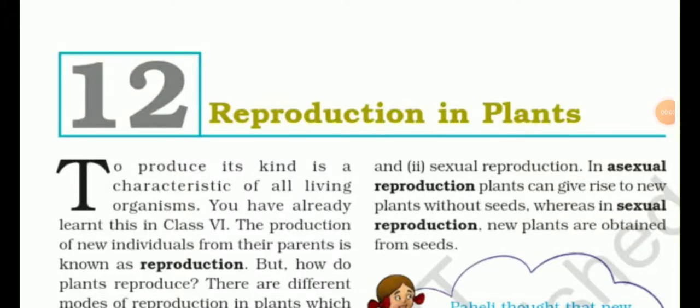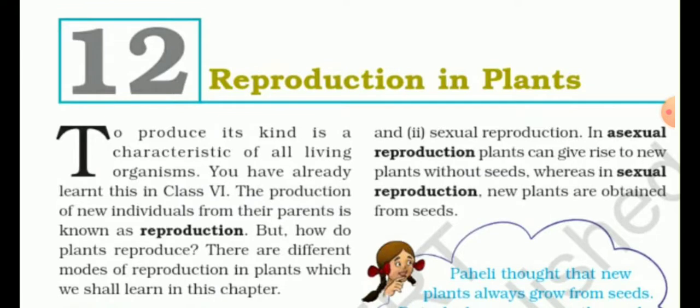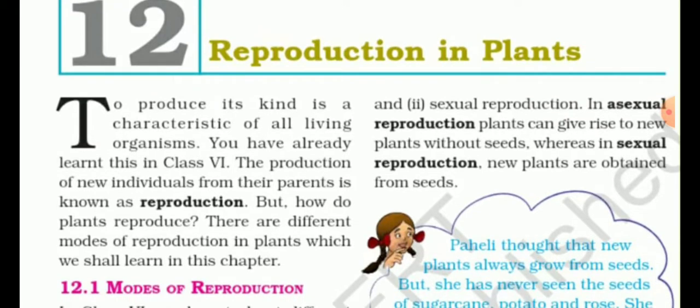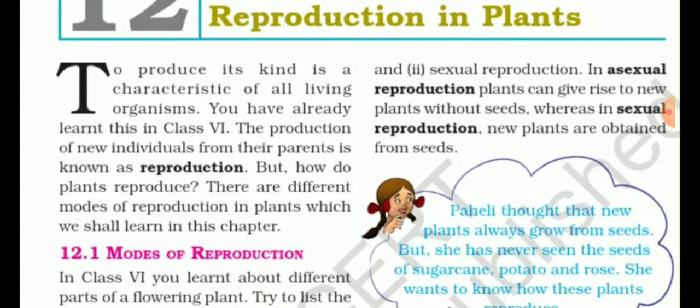Now we are going to discuss chapter 12, reproduction in plants. What is reproduction? Already we learned in sixth standard the definition of reproduction. The production of new individuals from their parents is known as reproduction. That is the definition of reproduction.